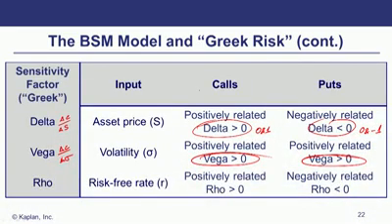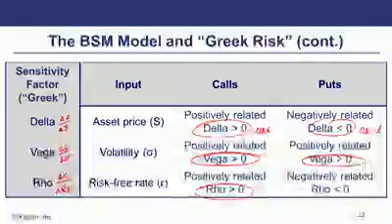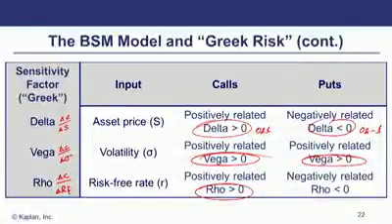And now the risk-free rate. So the risk-free rate, we're going to look at the change in the call value with respect to changes in the level of interest rates. And you can see here rho is positive for calls. In other words, it's good to see higher rates if you own call options, but it's not so good if you own put options. Now, how am I going to remember this relationship?